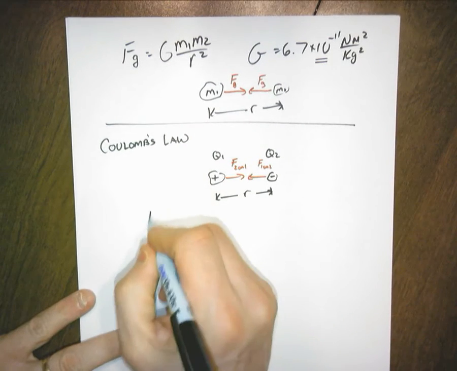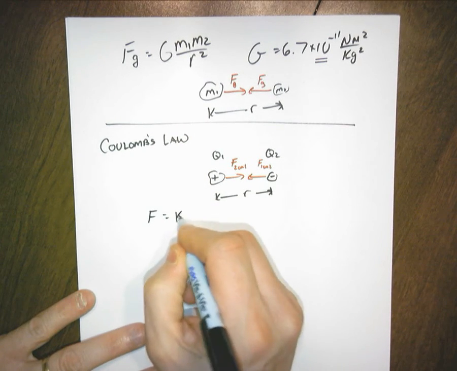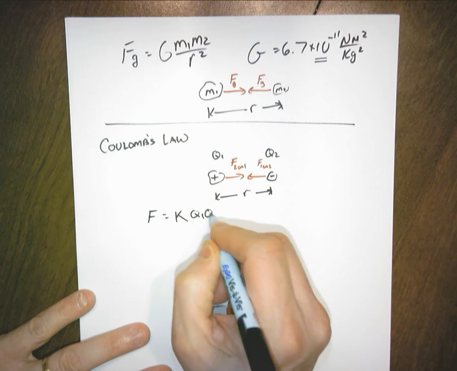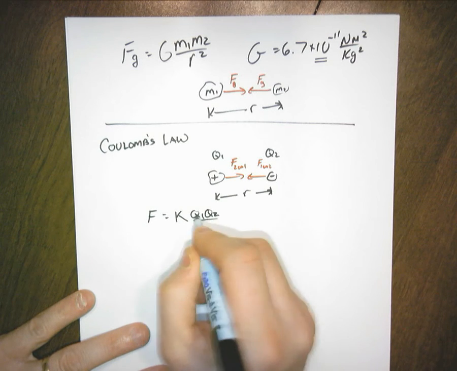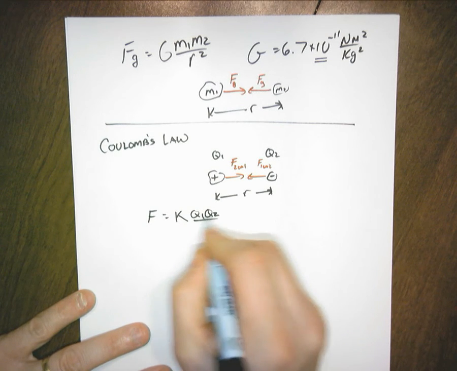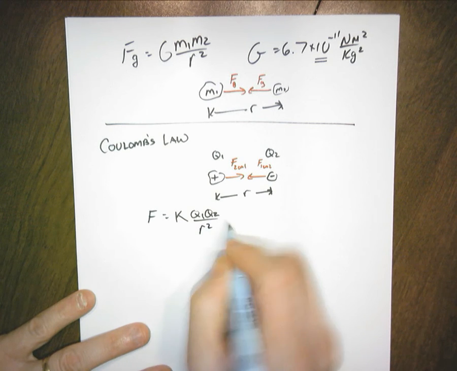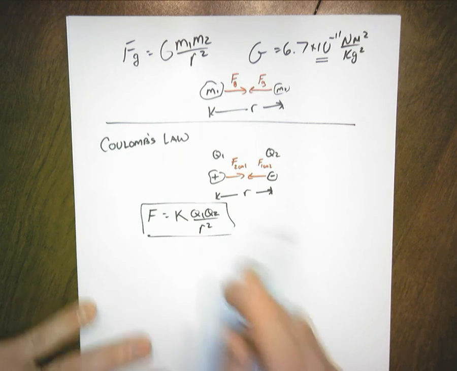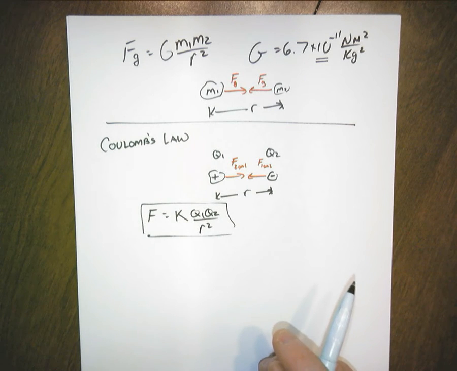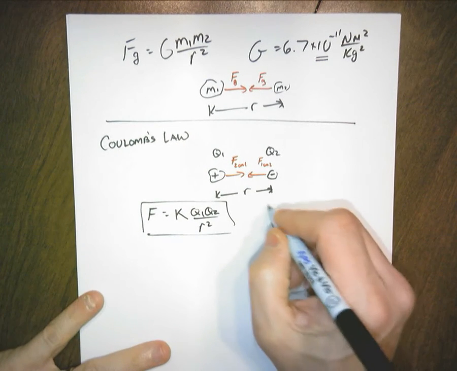The equation. F is k Q1 Q2 over r squared. Remember, from today, Q represents charge in coulombs. We're going to box that. Give you the Coulomb constant.